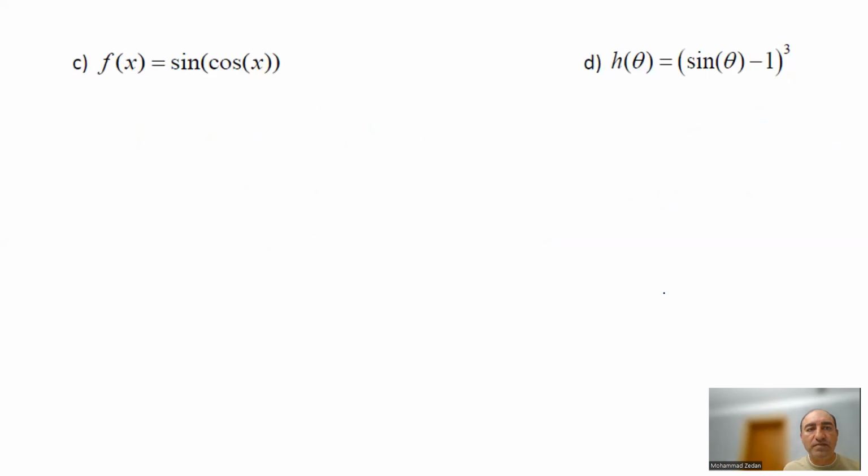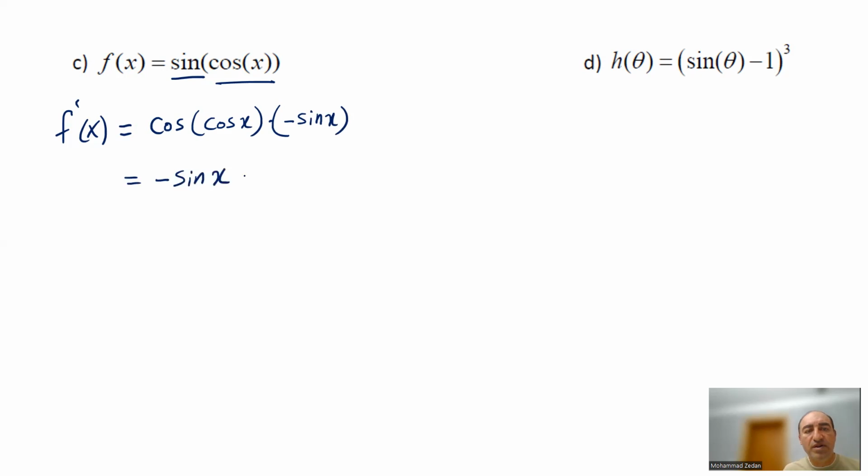Okay, next one. How can you find the derivative of sine cosine x? The derivative of sine is cosine x, times the derivative of the angle itself, which is negative sine x. So just arrange it to write negative sine x in the beginning, dot cosine x. This is the answer. You can dot or multiply, no problem.